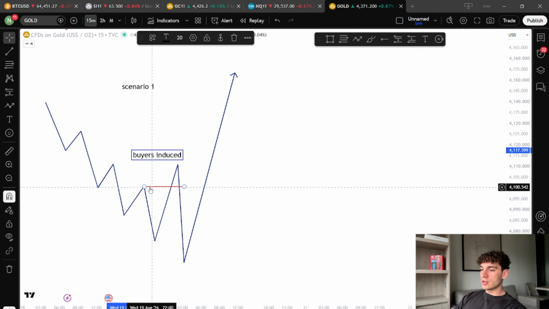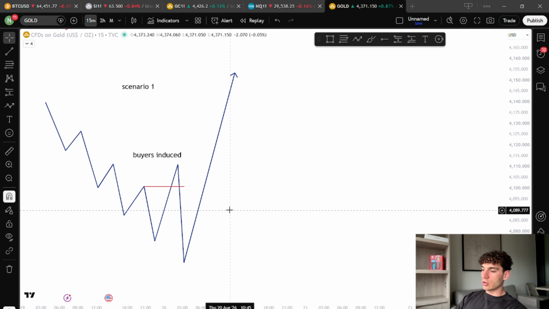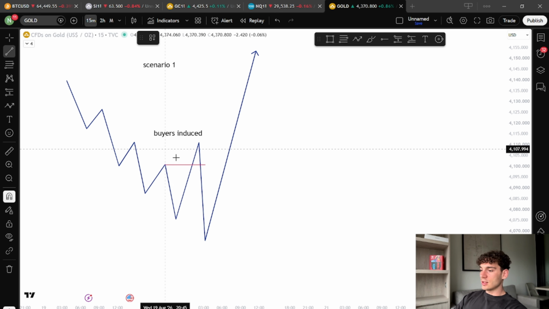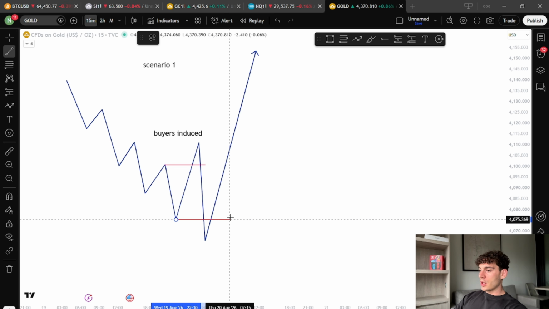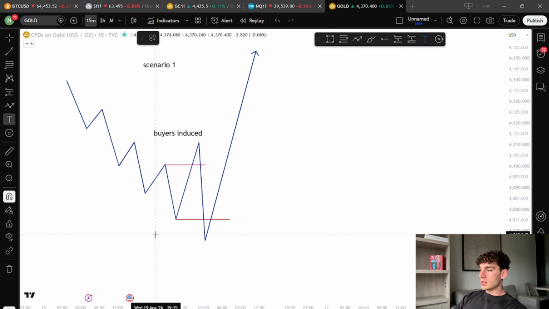All the breakout traders that are trading change in state of delivery or whatever, they're entering either here or somewhere here on the correction. And then what price does, it goes down and grabs their stop losses, because all the people that open trades here, here, here, or here, they put their stop losses below this low here, which means that here buyers are trapped.